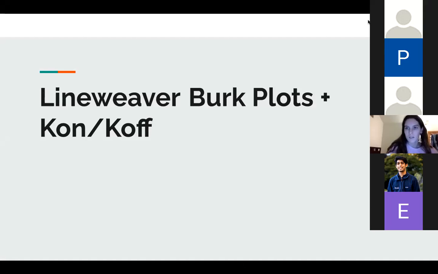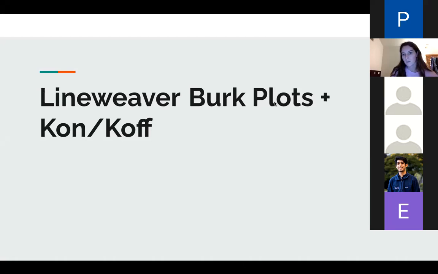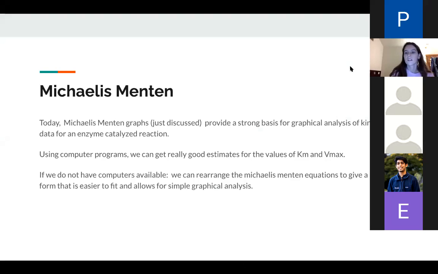I'm going to be talking just about Lineweaver-Burk plots, and then also go back a little and talk about the k-on and k-off rate constants. But first, I'm just going to focus on Lineweaver-Burk plots. We just saw a really good presentation about Michaelis-Menten kinetics. These provide a really strong basis for doing graphical analysis of kinetic data for enzyme catalyzed reactions. You can put the data you collect into computer programs, and they'll give you really good estimates for values of Km and Vmax, where you just list out all of your data points, and it gives you estimates and errors.